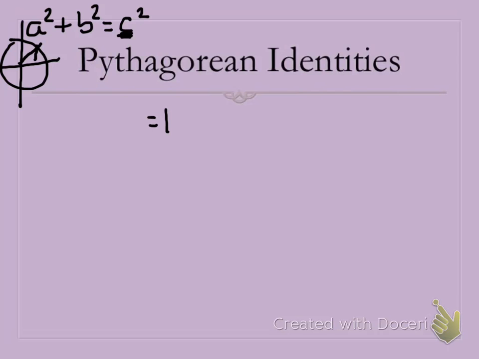Okay? Now we know that a and b in a right triangle are supposed to be the legs. Well, in a unit circle with trigonometry, a and b are going to be the x and the y, which are also the cosine and the sine.